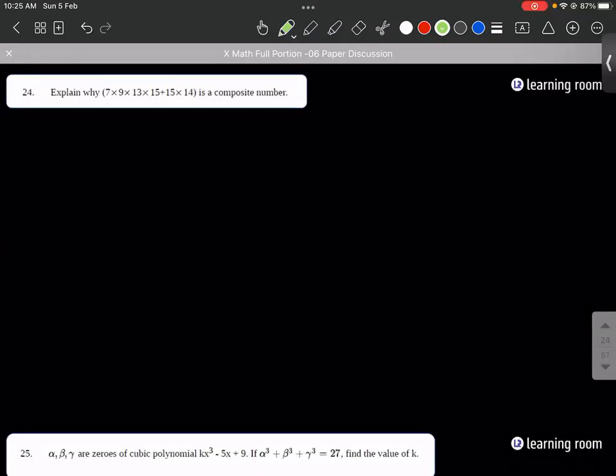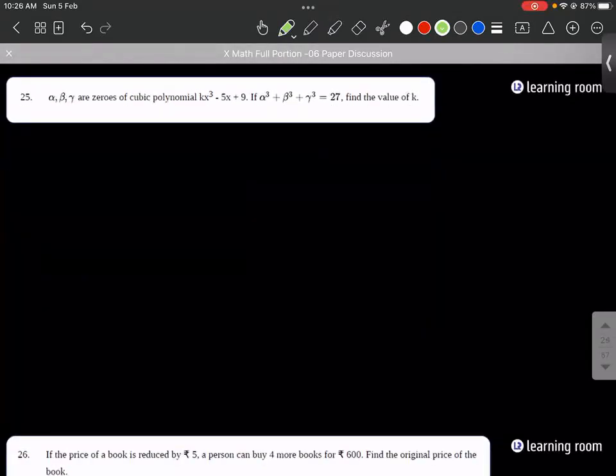So how to solve this? We need to take 15 as common. Okay, we'll take 15 as common. Then 7 into 9 into 13 plus 14. So what will you say? The product of two numbers other than 1 and itself, so it's composite. Yes.